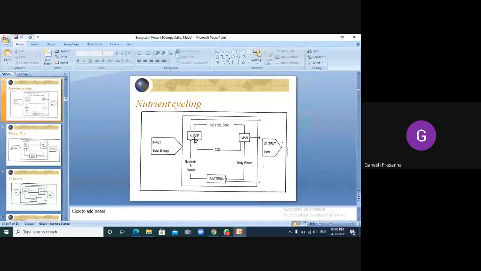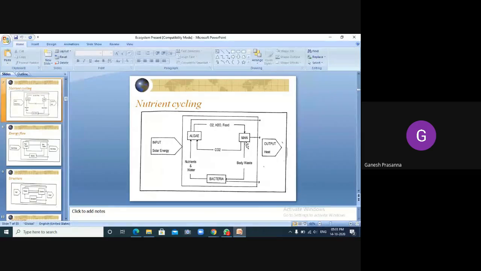Okay, so the algae or the protozoans or the green bacteria or the green fungi, all of them take up the carbon dioxide, oxygen and water, and they produce the food. Okay, so that food is being utilized by the human beings and they emit the carbon dioxide. So this is one cycle.